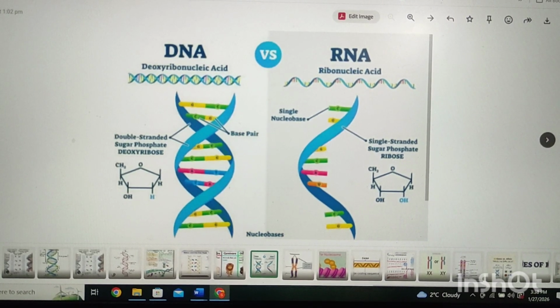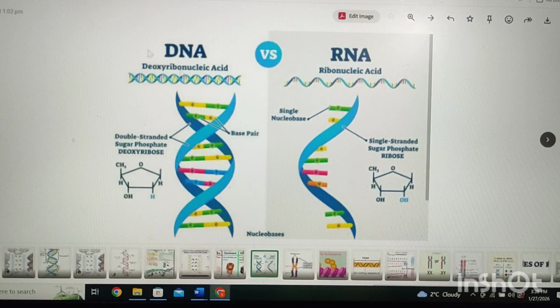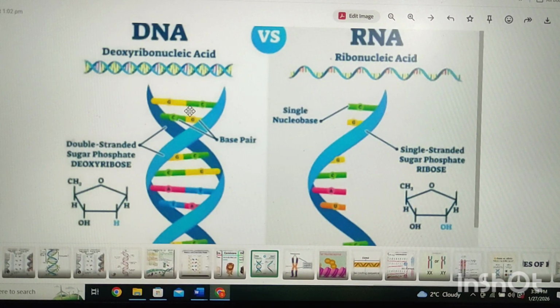Number one, DNA. As you can see in the picture, its sugar form is deoxyribose sugar. We have discussed that deoxyribose sugar is present in the backbone of the strands, in combination with the phosphate. Second, its complete name is deoxyribonucleic acid. Third, the nitrogenous bases. It has four: adenine, guanine, cytosine, and thymine.